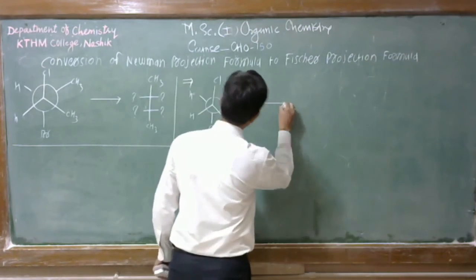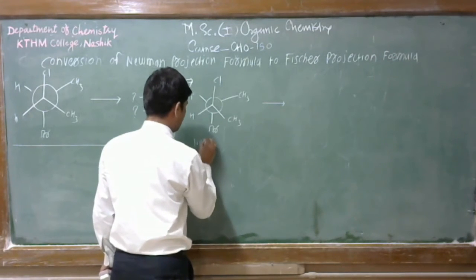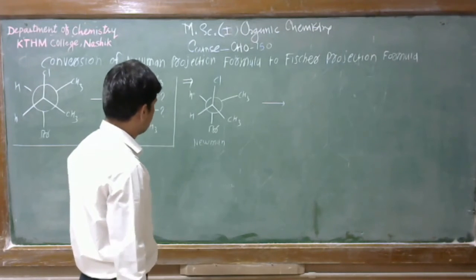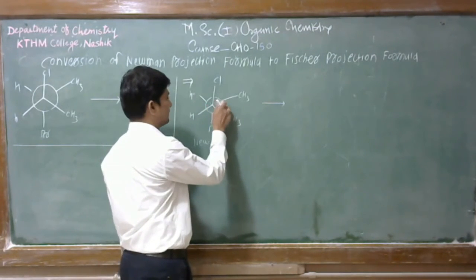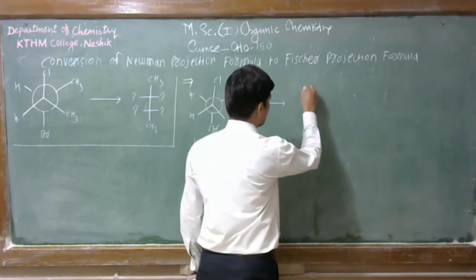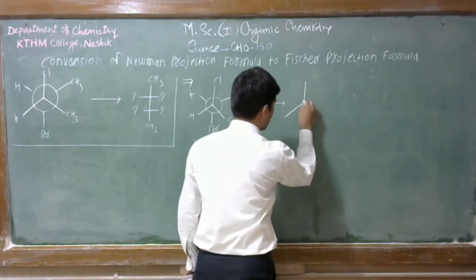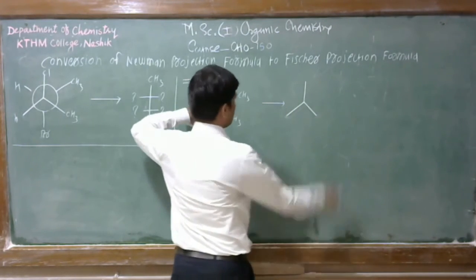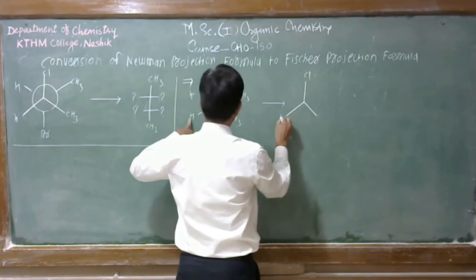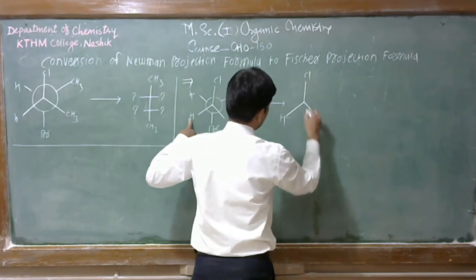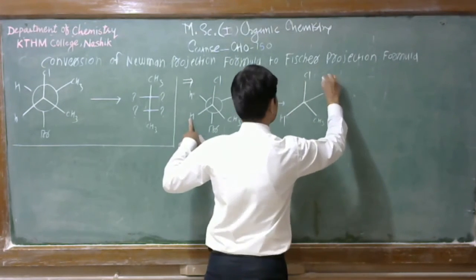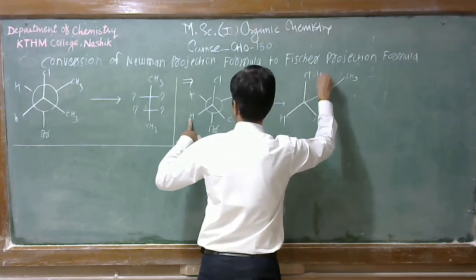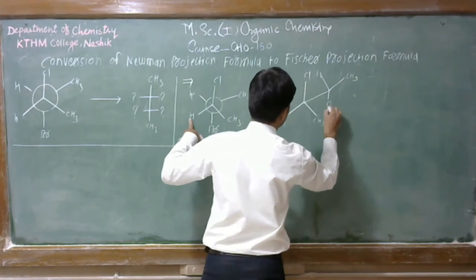See, this is the Newman projection formula. If this is the front carbon atom and this is the rear carbon atom, firstly we have to draw here the configuration of the first carbon atom, that is the front carbon atom. See, this is the Cl here, this is the hydrogen here, this is the CH3 here, and now the rear carbon atom is like this. This is CH3 here, this is hydrogen here, and this is the bromine here.